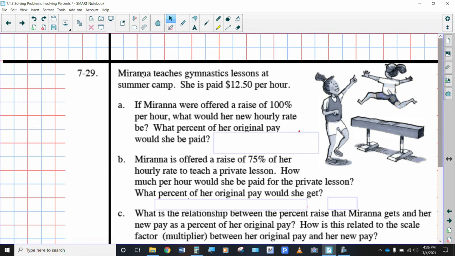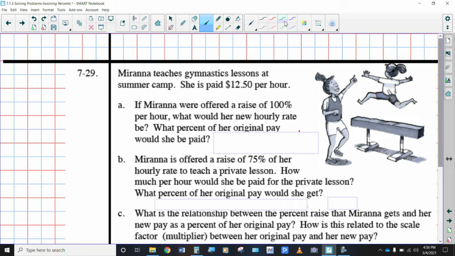All right, let's take a look at this one. Marana teaches gymnastics lessons at summer camp. She is paid $12.50 per hour. If Marana were offered a raise of 100% per hour, what would her new hourly salary be? What percent of her original pay would be paid?